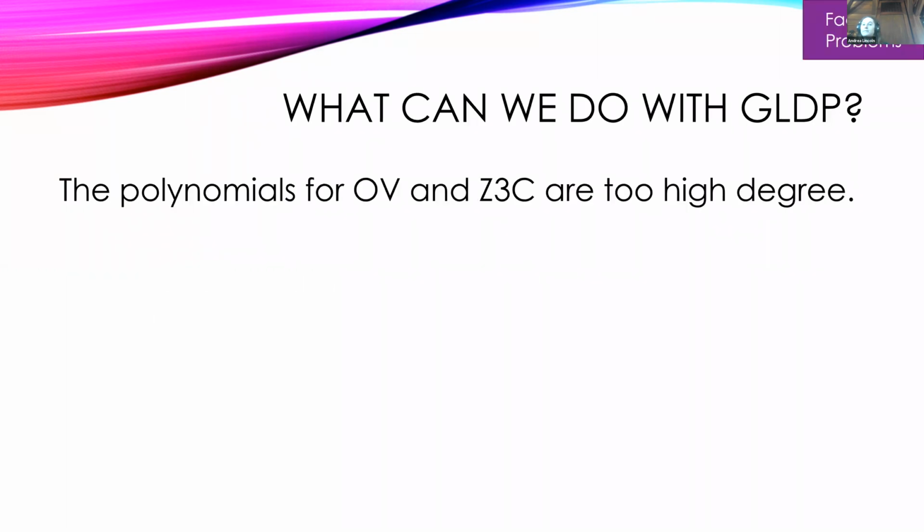So what can we do? Our first hope might be to show that orthogonal vectors or 0-3 clique are hard on average. Unfortunately, the polynomials we can come up with for them are too high degree. And in fact, there's good reason to believe you shouldn't be able to do this for orthogonal vectors. Notably, counting orthogonal vectors on average, you can do it faster than n squared. You can sort of violate the orthogonal vectors hypothesis on average.